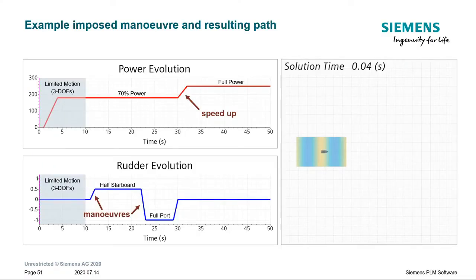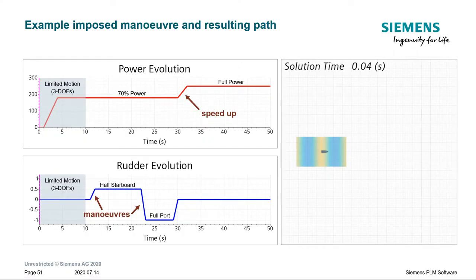Okay, here we are with our example. Here in the two plots on the left we can see the curves associated with the tables for the power and for the rudder, and on the right we will see the path of the boat following the maneuver.